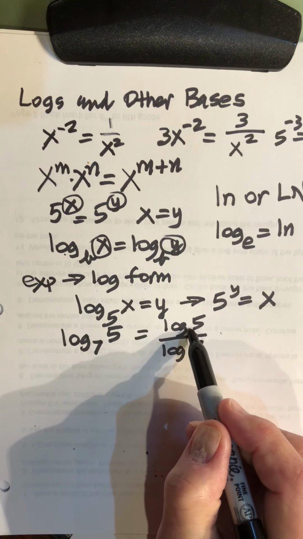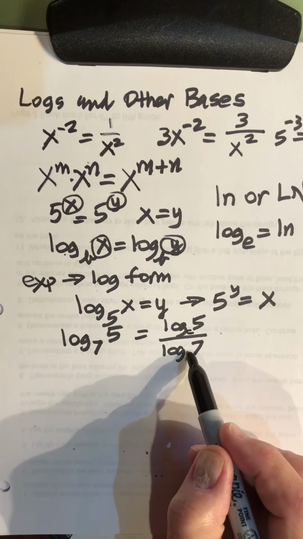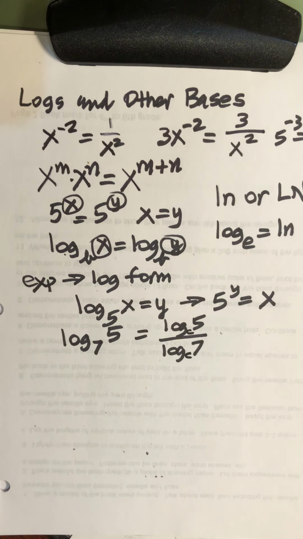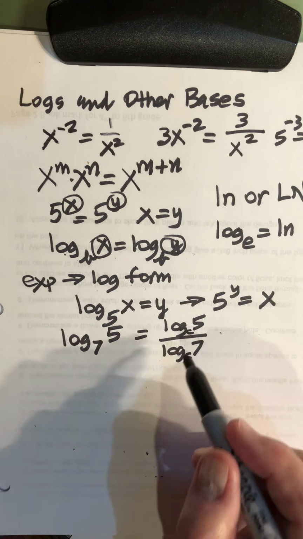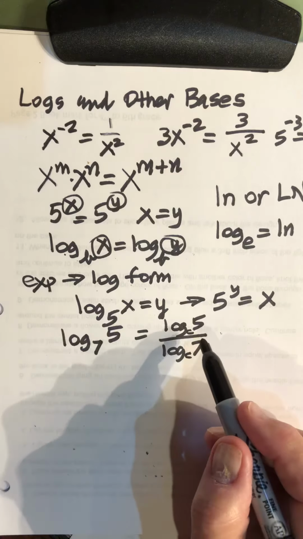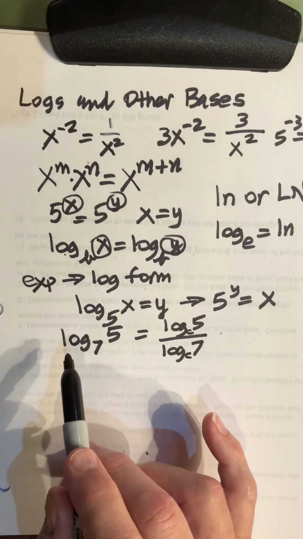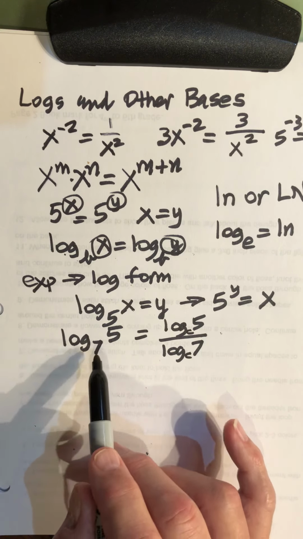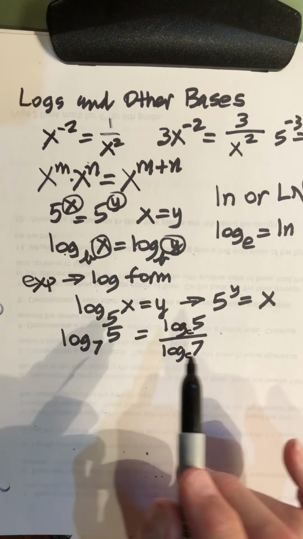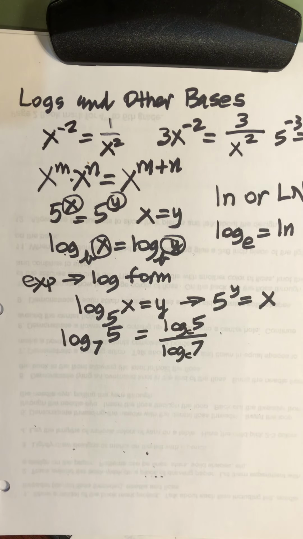In other words, if this is log base c, then this has to be log base c for this to be true. And you can check that out in your calculator with log base 7 of 5 equals log base whatever of 5 over log base that same whatever of 7.